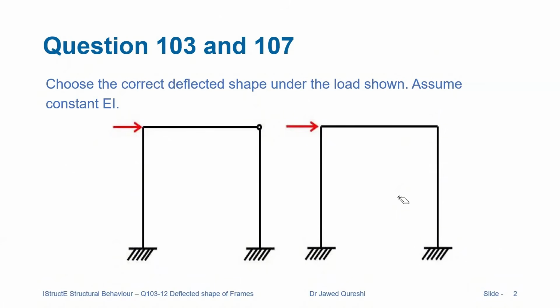This is a typical frame with rigid joints on your right side, and on the left side we have a frame where we have one internal pin. Please recall that an internal pin does not take any moment at all. Let us see how we can solve these problems.